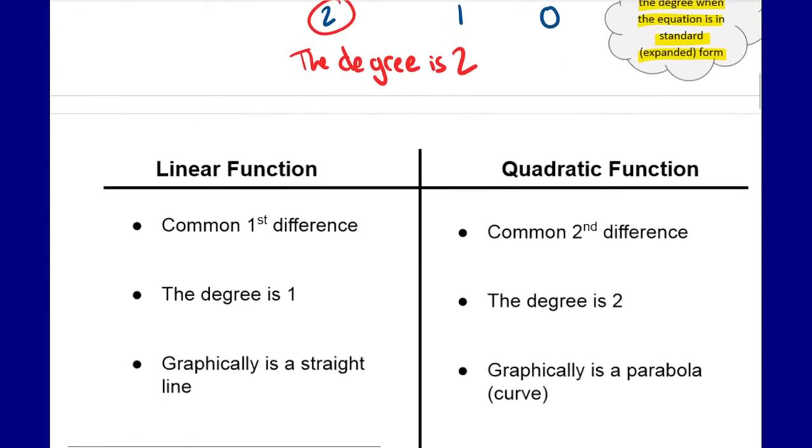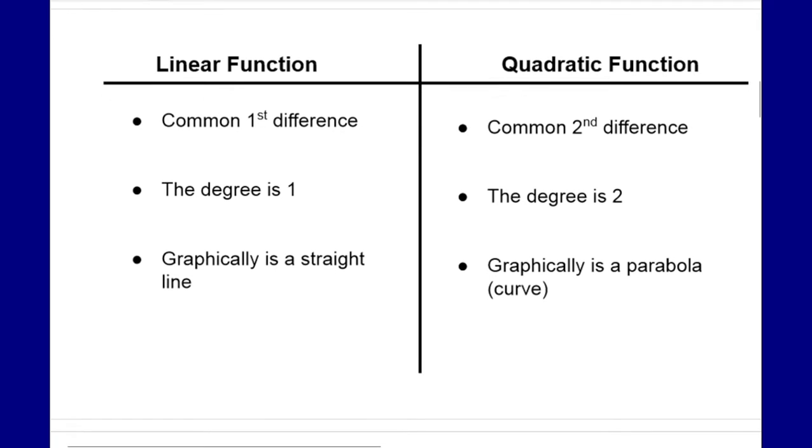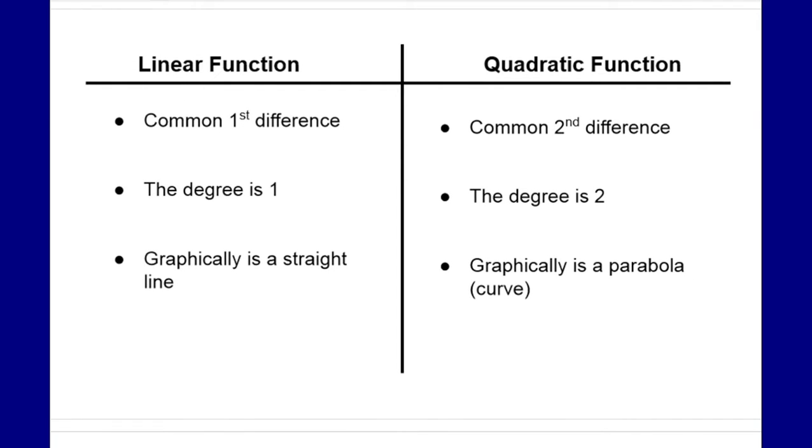If we're looking at comparing a linear function and a quadratic function, these are the things that we should find that separate the two. When we look at a linear function, it has a common first difference. A quadratic has a common second difference. Linear has a degree 1, quadratic has a degree 2. Linear, graphically, it's straight, so it should look something like that, generally speaking.